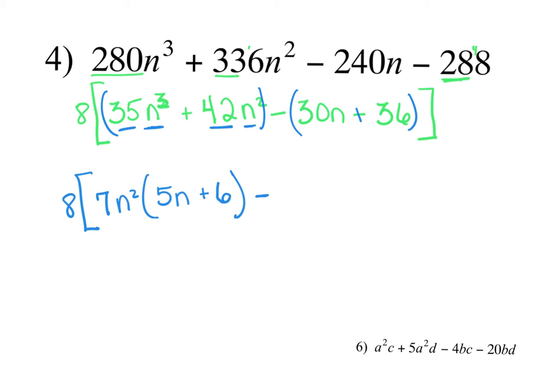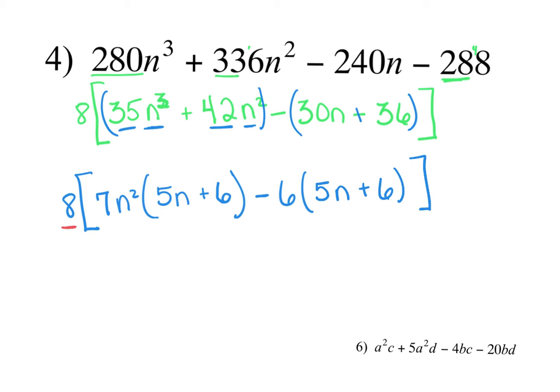Between a 30 and a 36, what can come out? 6. I cannot take any variables out because my 36 doesn't have any to give me. All right, 30 divided by 6 gives me a 5. I still have my n. 36 divided by 6 gives me a 6. All right. So far, so good.